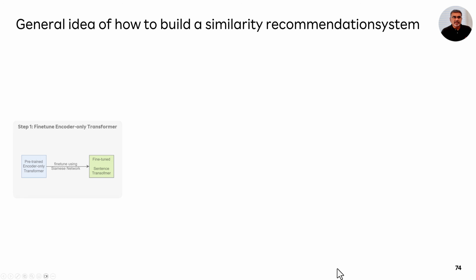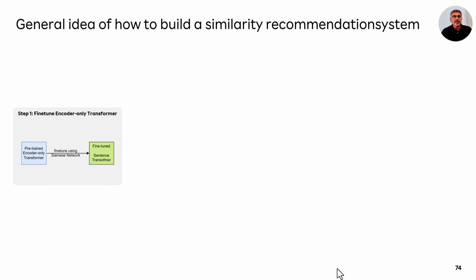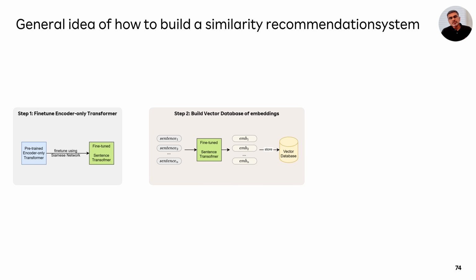So what you need for that is, step one, obviously you want to fine-tune your encoder-only LLM using the Siamese network strategy. Which means that you need to have a training data set that is already labeled with two sentences and whether they are similar or not, and so on. The next thing is that you also want to build a vector database of embeddings. Okay, what does that mean?